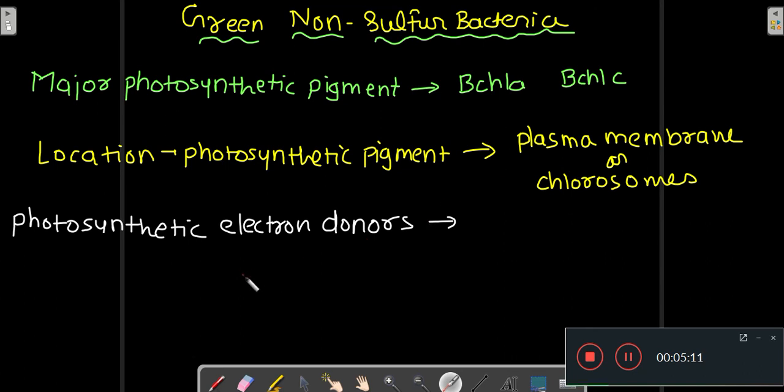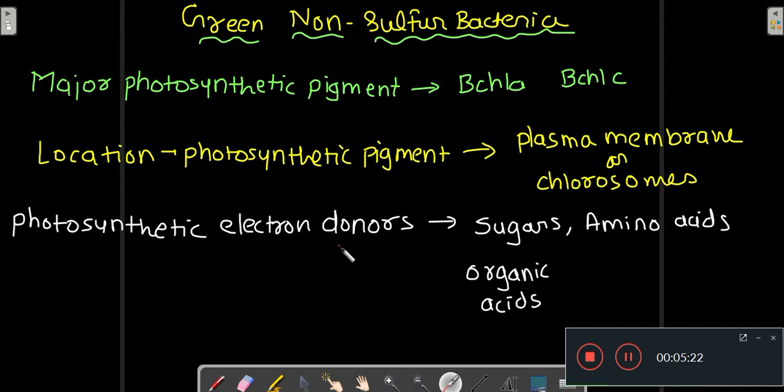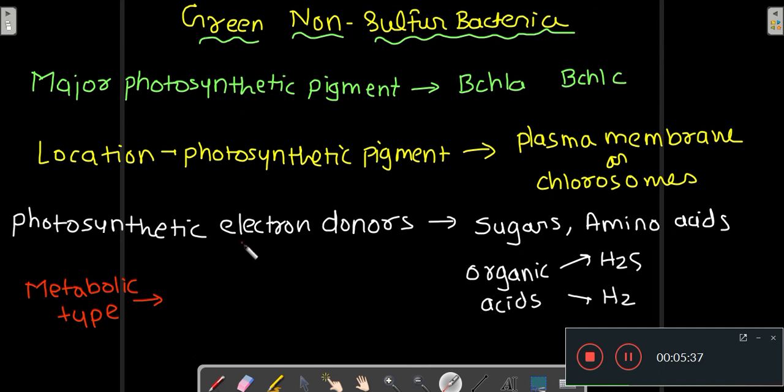Then the photosynthetic electron donors in green non-sulfur bacteria are sugars, amino acids, and organic acids, as well as H2S and H2. And the metabolic type of green non-sulfur bacteria is mostly photoheterotrophs.